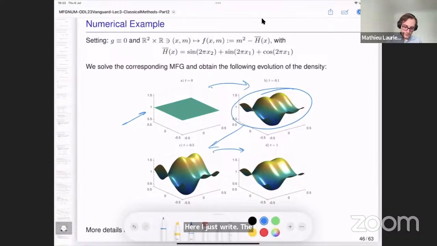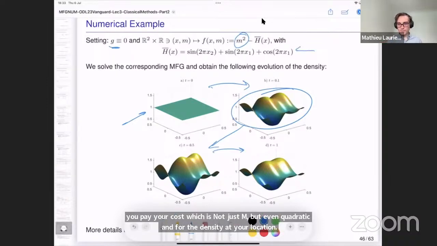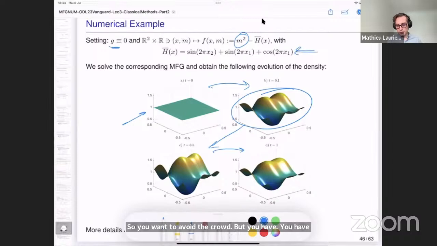So the terminal cost is 0, and F is something like M squared, meaning you pay a cost which is not just M, but even quadratic in M for the density at your location. So you want to avoid the crowd, but you have some preferences in terms of space. Here, there is no interpretation for this cost, but you see it's a sum of trigonometric functions. And so there are some points where the sine is minimal or the cosine is minimal.